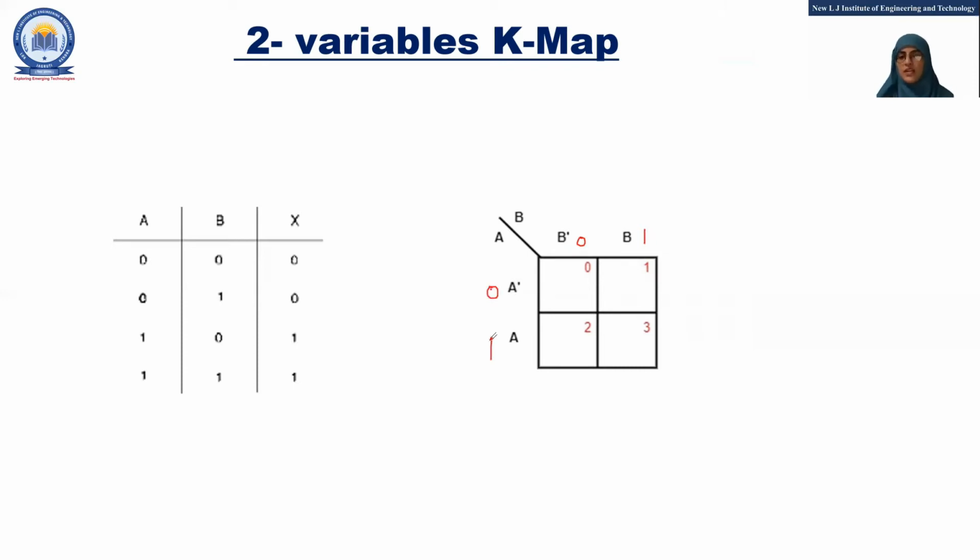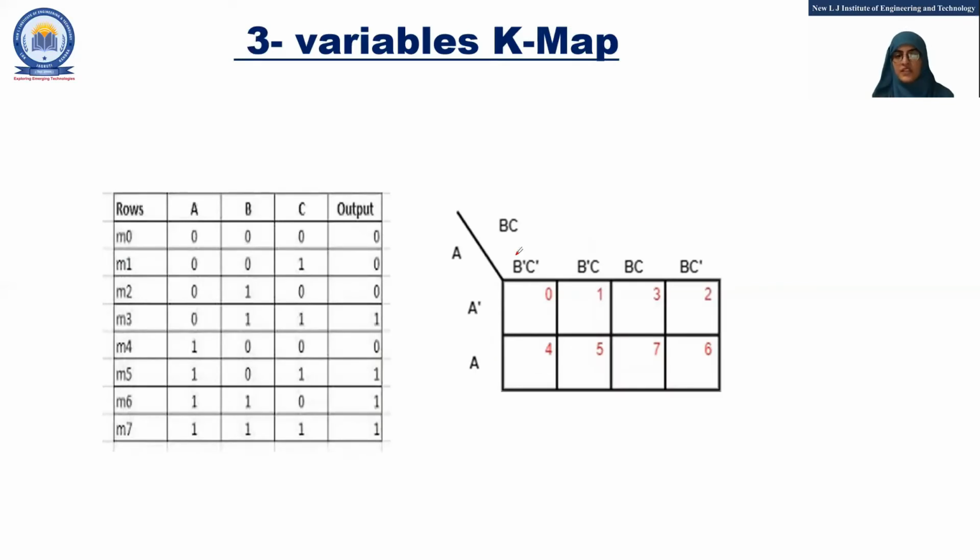How to fill the minterms? Here we'll write minterm 0, here we'll write minterm 1, here we'll write minterm 2, and here we'll write minterm 3. As per the truth table, this is minterm 0, so the output is 0. So we will write 0 here. Now minterm 1 is 0. Minterm 2 is 1 and minterm 3 is 1. So this is how we fill the K-map.